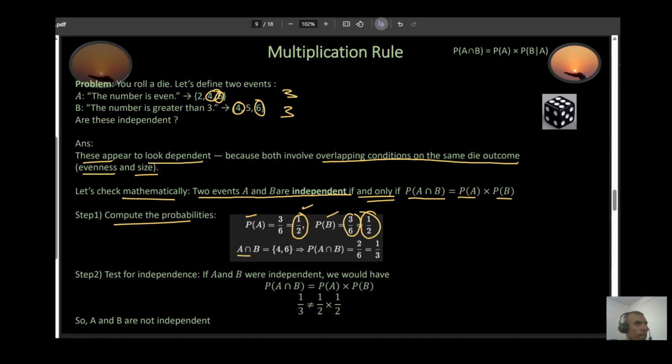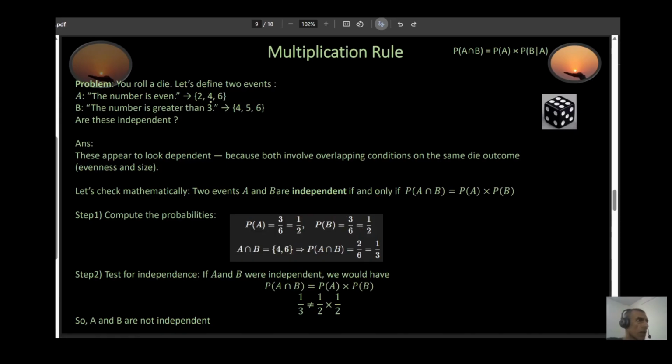What about the probability of A and B? That the number is even and the number is greater than 3. In that case, the only common elements are 4 and 6. These are the only common elements between A and B. Let me just remove everything so you can see that. 4 and 6 over here, 4 and 6, these are the common elements. So the probability of A and B would be the size of this, which is 2, divided by the total number of elements, which is 6 in this case. So the answer is 1 over 3.